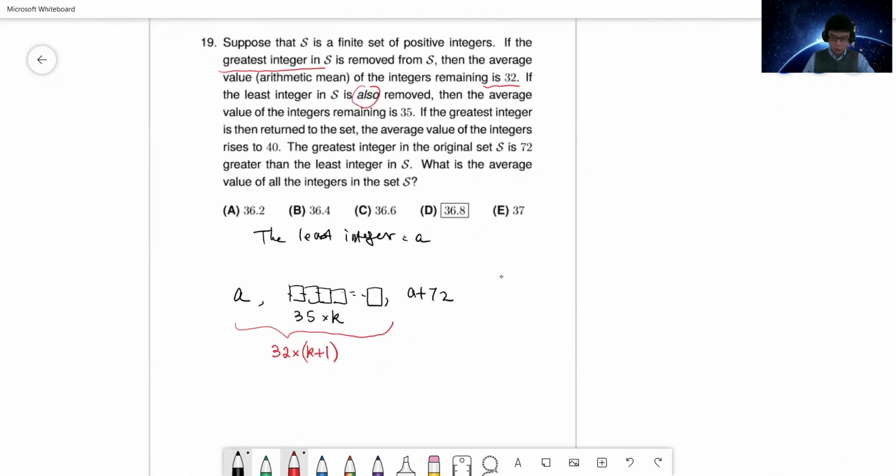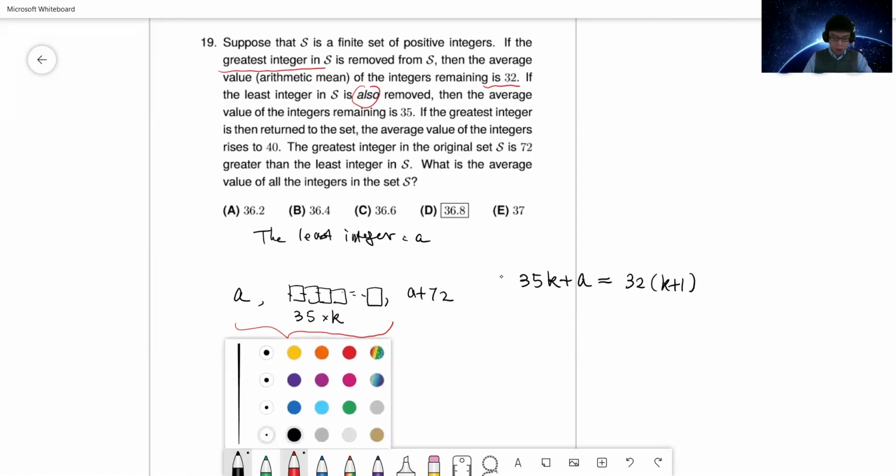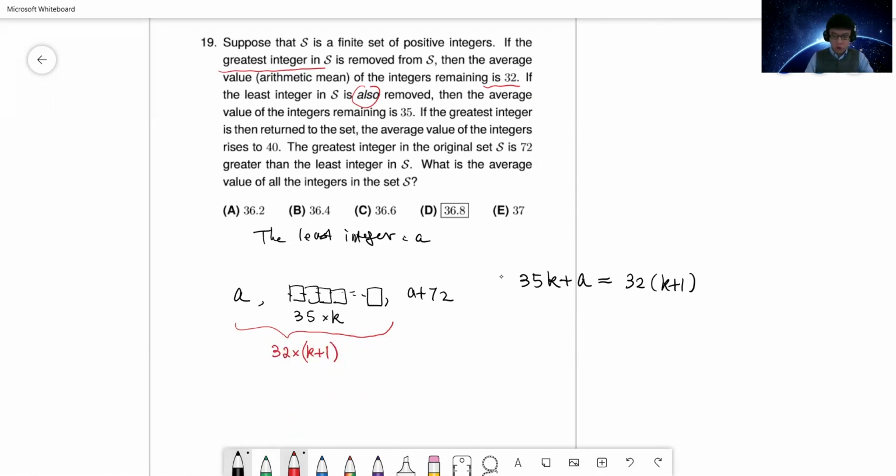So here we have the equation: 35k, the sum of the middle numbers, plus the least number equals 32 times k plus 1. And if we add this largest number back to this set, we also have k plus 1 numbers, but this time the average equals 40. So that means 35k plus A plus 72 equals 40 times k plus 1.